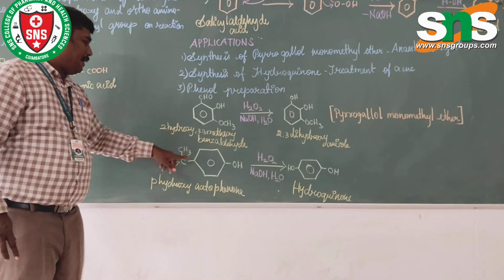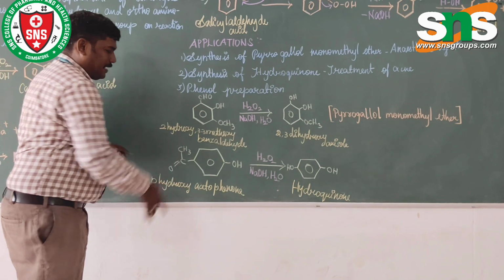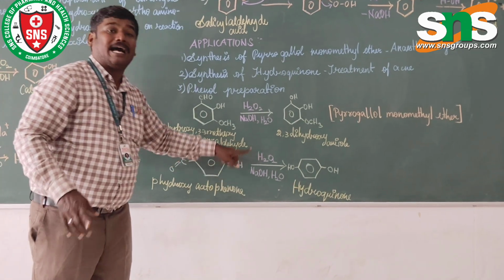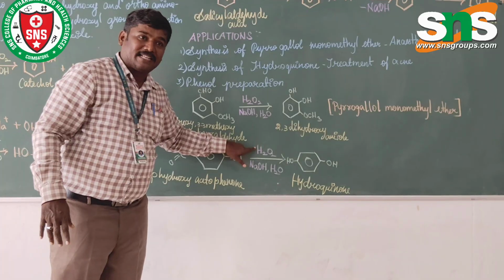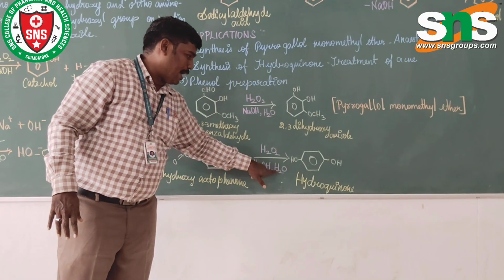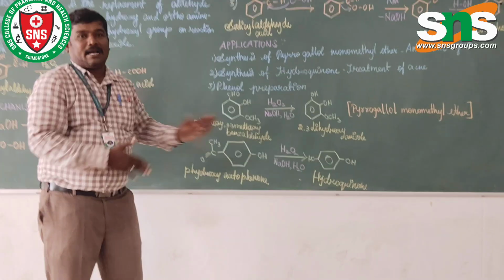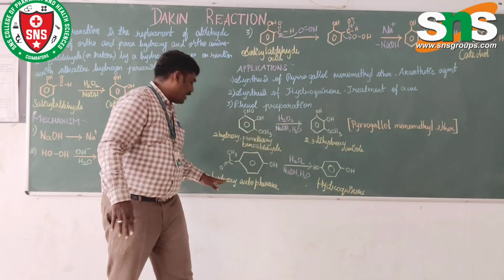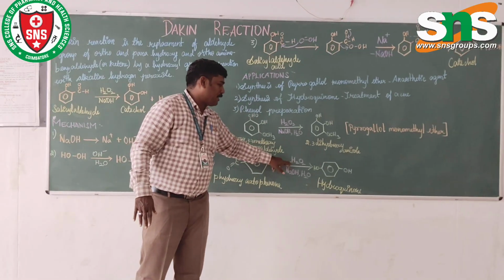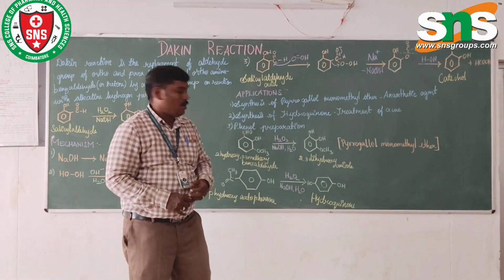The next one is para-hydroxyacetophenone. Acetophenone means C6H5COCH3. In the fourth or para position, a hydroxy group is present. In the presence of hydrogen peroxide, sodium hydroxide and water, the COCH3 acetyl group will be replaced by the hydroxy group. So acetophenone in the presence of sodium hydroxide, hydrogen peroxide and water will be converted into hydroquinone.